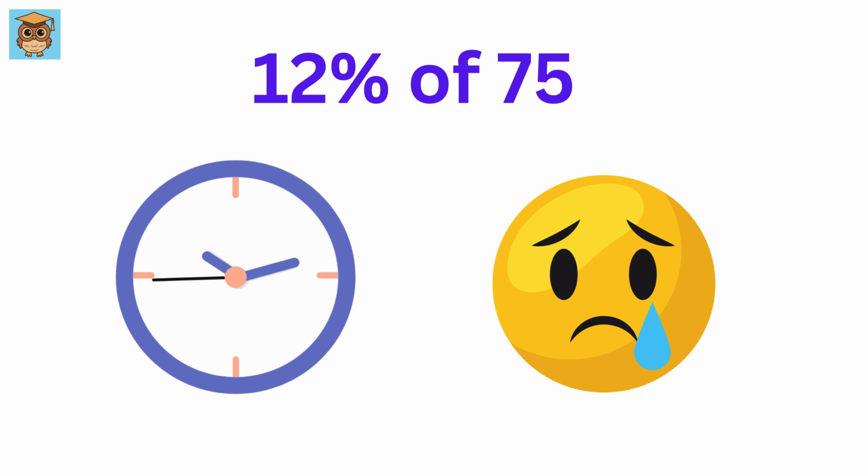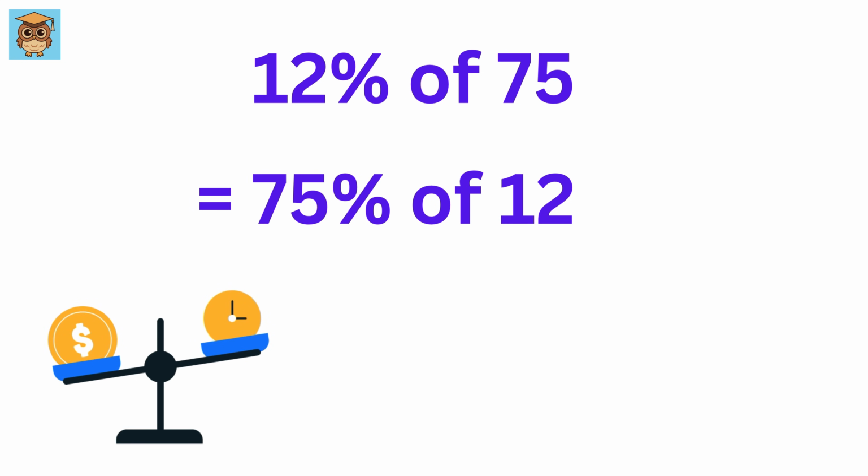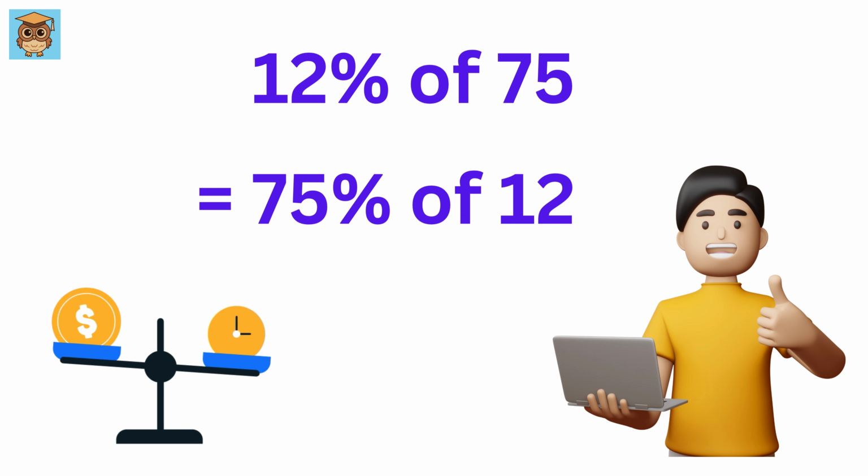Okay, suppose I ask you to calculate 12% of 75. Most of us will fail in figuring it out, even if we get a few seconds to solve it, right? But with this trick, it becomes super easy. You can solve it in seconds. So the trick is that instead of doing complicated calculations, just reverse the numbers. So, instead of calculating 12% of 75, calculate 75% of 12. Why? Because it gives you the exact same answer, and it's much easier to work with. It instantly becomes clear that the answer will be 9.